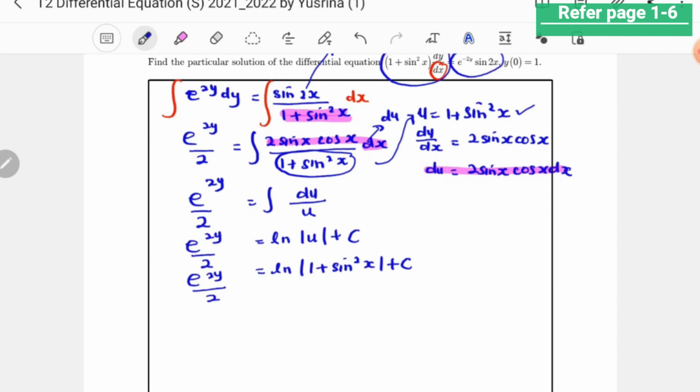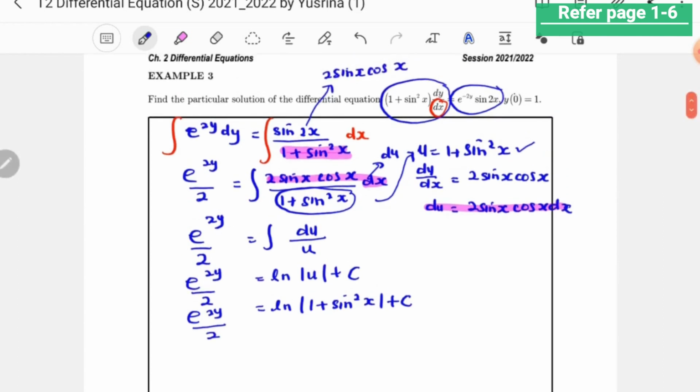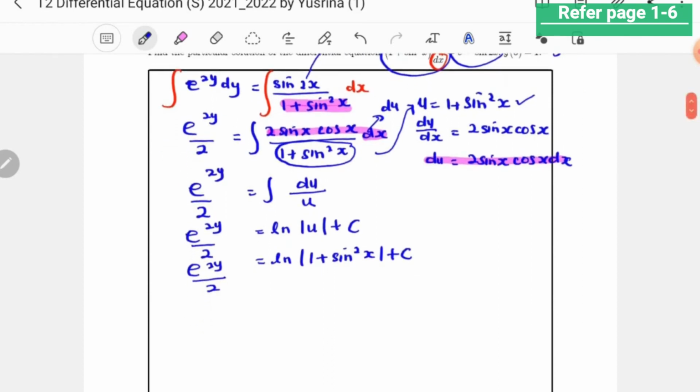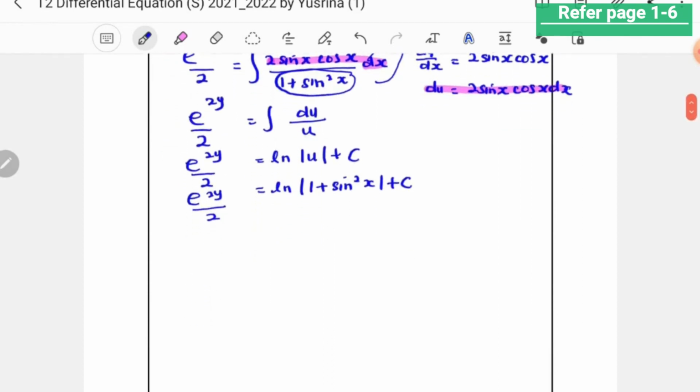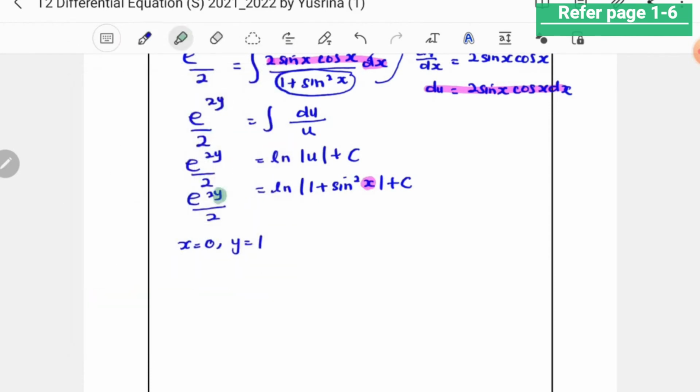And then the condition is given: where x equals 0, then y equals 1. You just substitute the values. When x equals 0 and y equals 1, so substitute your x, then the value of y equals 1.